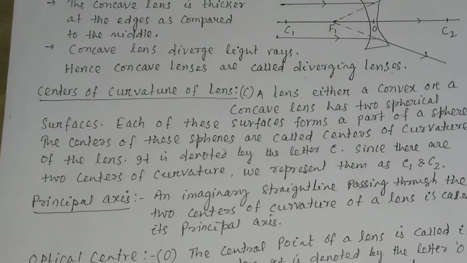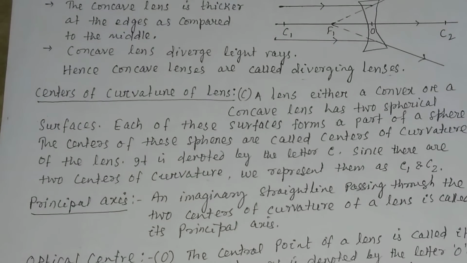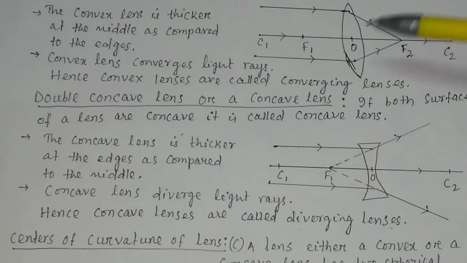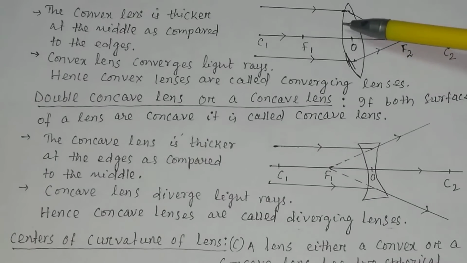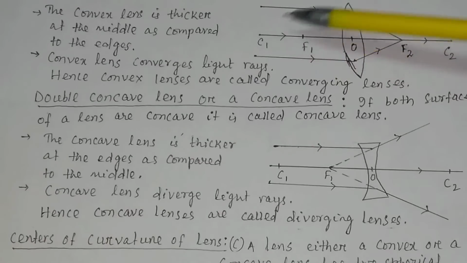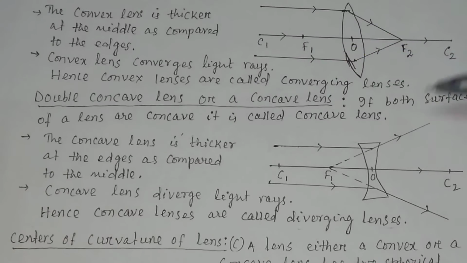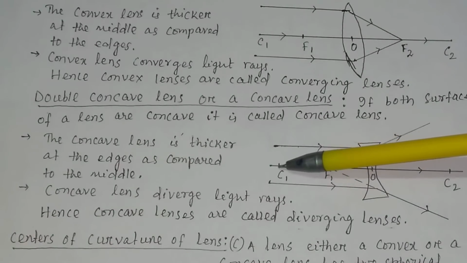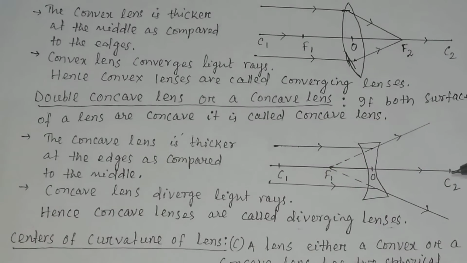So you see, in a convex lens, there are two centers of curvature, one this side C1 and one this side C2. Similarly, in a concave lens, you have two centers of curvature, one this side C1 and one this side C2.